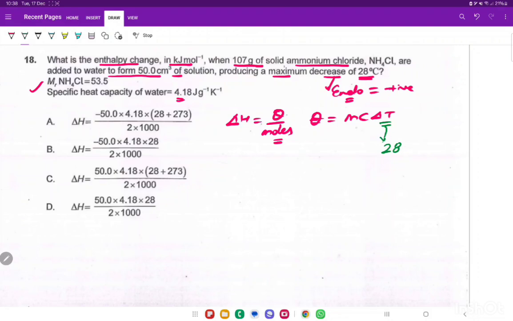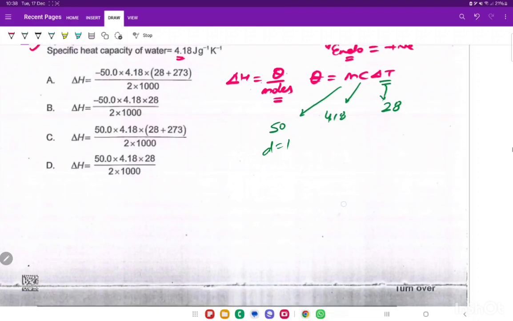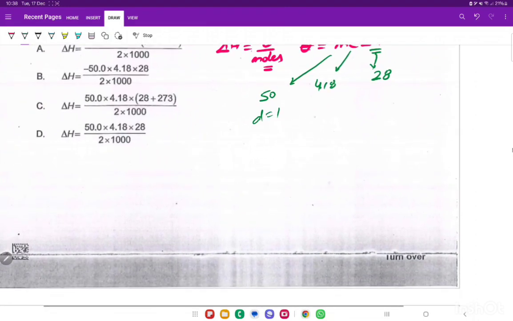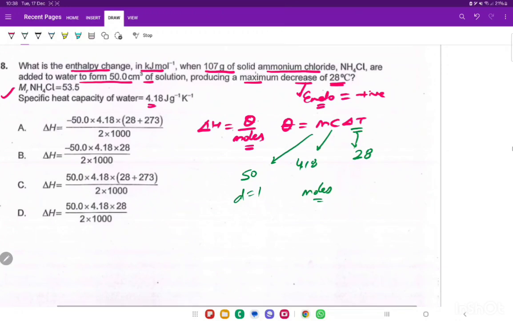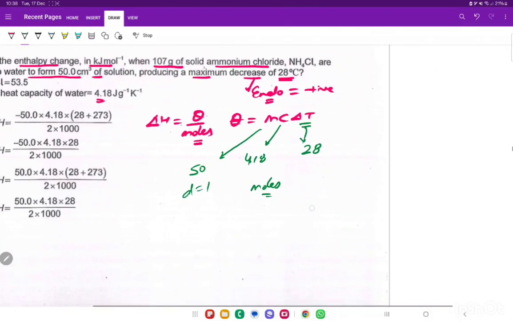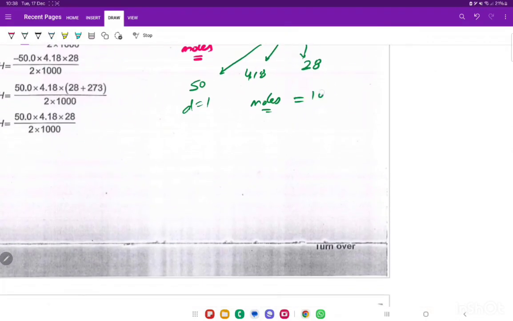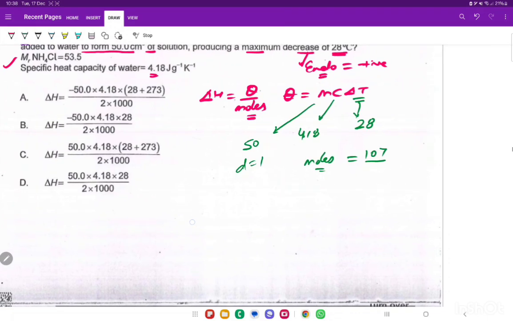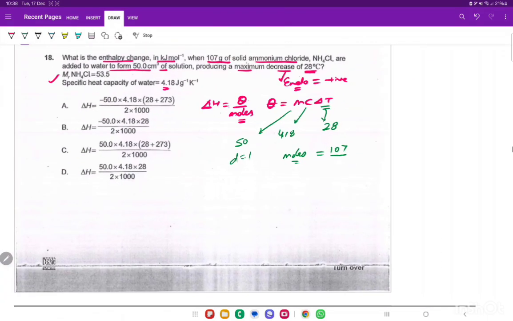So it will be 28 delta T. C is 4.18 and the mass of solution is 50 grams because we are taking the density as 1. Thus for delta H, the moles is the mass of NH4Cl given, 107, divided by the molar mass, 53.5. Moles comes out to be 2.